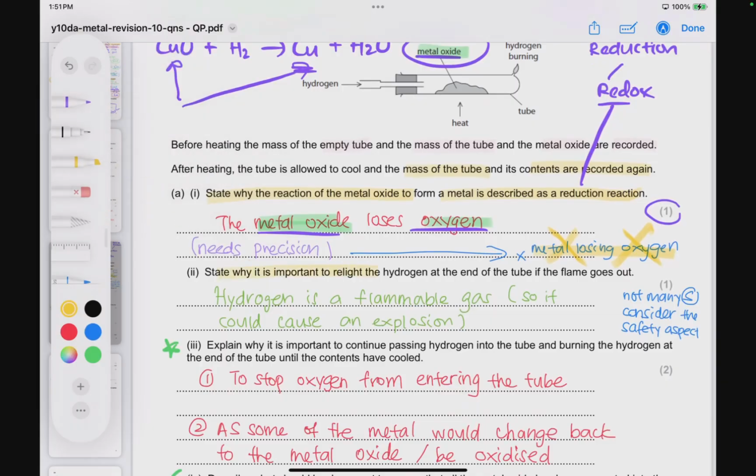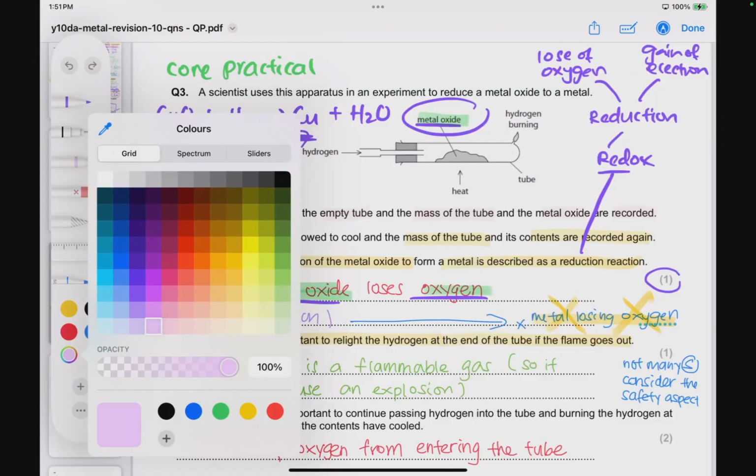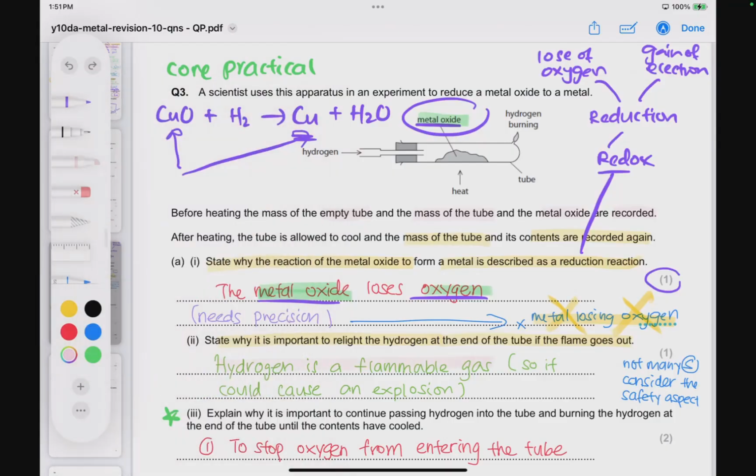State why it is important to relight the hydrogen at the end of the tube if the flame goes out. Now the idea here, there's a safety aspect. This is a practical question, so you need to consider why it is dangerous to have hydrogen, or what the safety aspect is of relighting the hydrogen at the end. Basically, I want to burn off all the hydrogen. Why is that so? It's because hydrogen here is a flammable gas. I'll change it to something lighter. Hydrogen is a flammable gas.